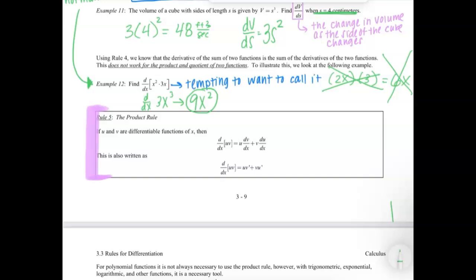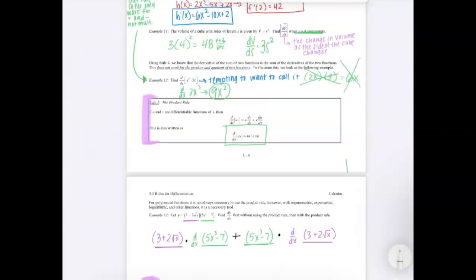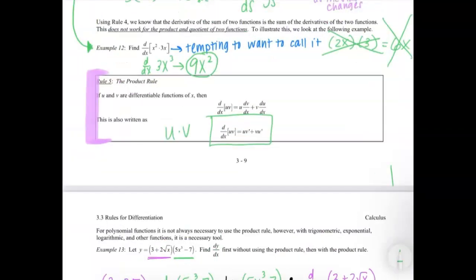So be careful, our rules only work when it's a monomial, like how we had to convert it to 3x cubed, or when it's addition or subtraction. What changes if it's multiplication and division is, if it's multiplication, it looks like this. We say it's the first times the derivative of the second plus the second times the derivative of the first. So again, this is if it is two things being multiplied.